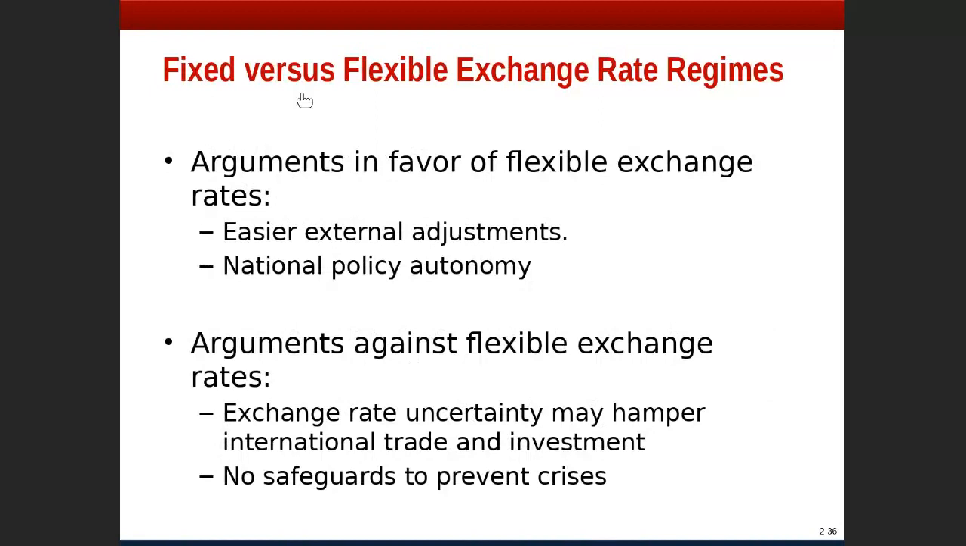Here we compare fixed and flexible exchange rate regimes, the arguments against and for. Arguments in favor of flexible exchange rates include easier external adjustment and national policy autonomy. Now, arguments against the flexible exchange rates are that exchange rate uncertainty may hamper international trade and investment, and there are no safeguards in place to prevent crisis.